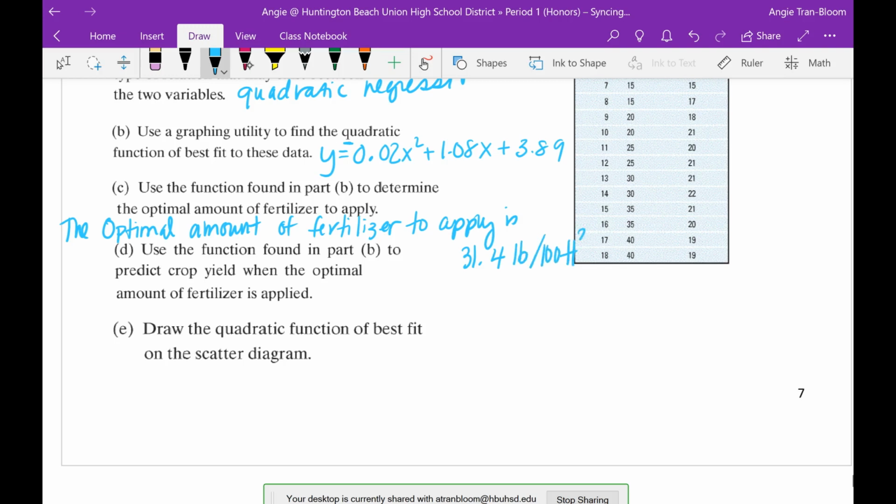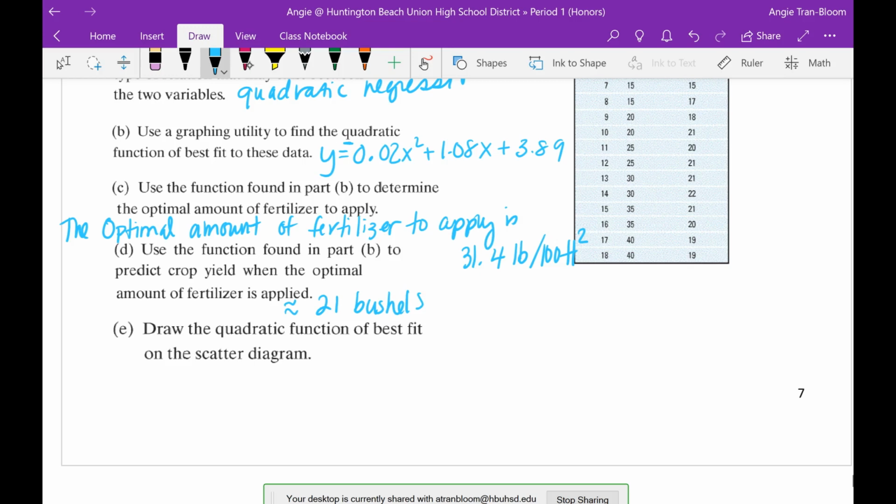You're right. Okay. Then same thing. Use the function found in part B to predict the crop yield when the optimal amount of fertilizer is used. Would you agree that it's just the Y value on that table? So what is the Y value on your screen? About 21 bushels, right?